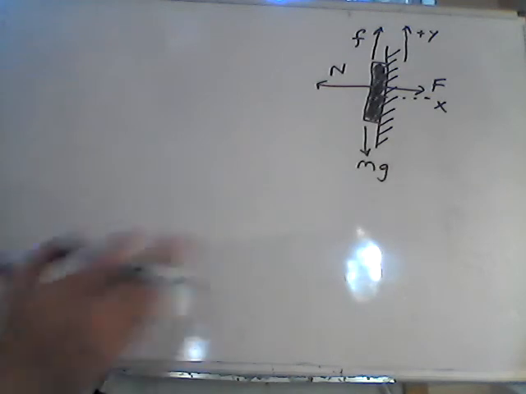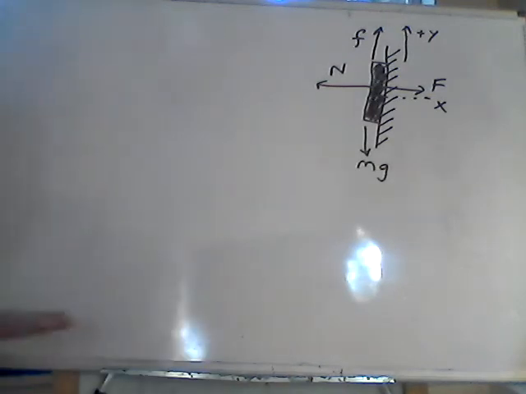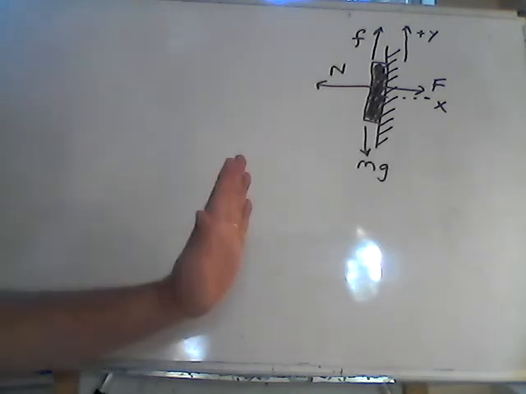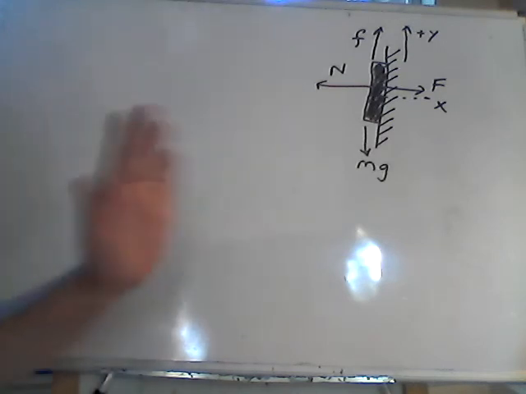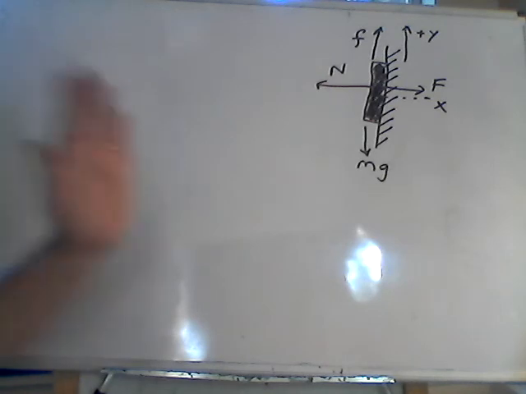So again, in the x direction, the applied force F is directly opposed by the normal force, as the wall pushes back on the pushing force. And then we have the weight pulling down, which is met by the frictional force. There's a coefficient of friction between the picture and the wall, and that's going to cause a frictional force.